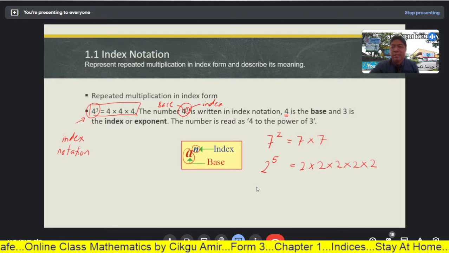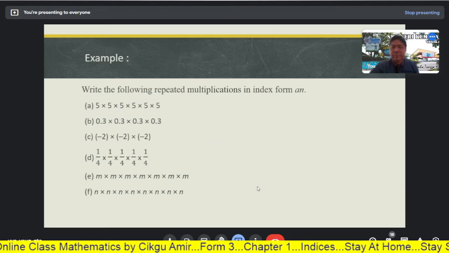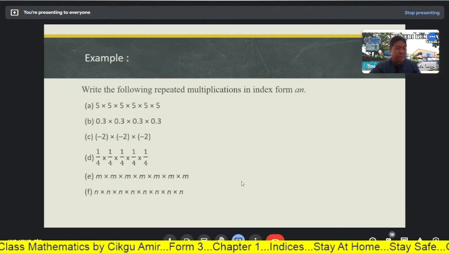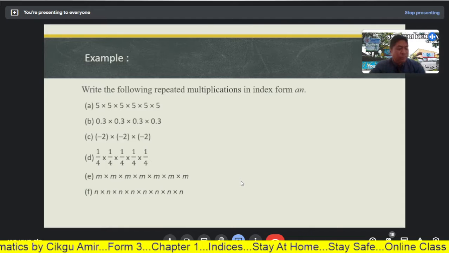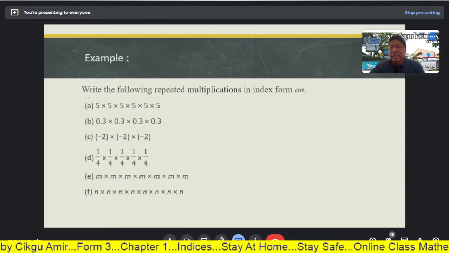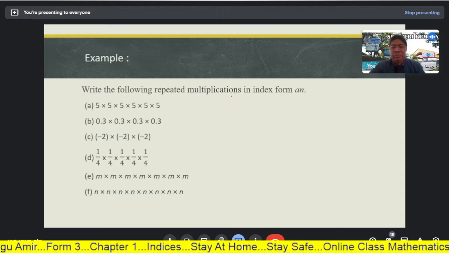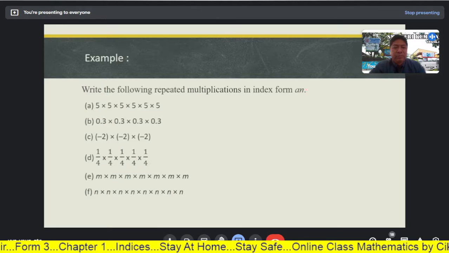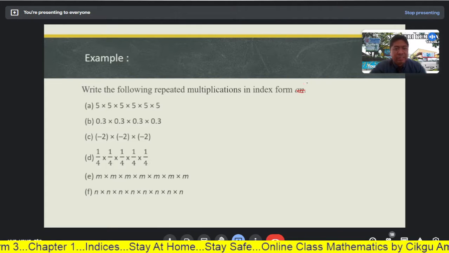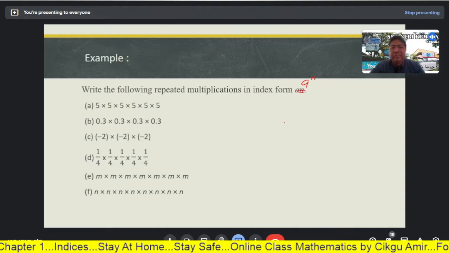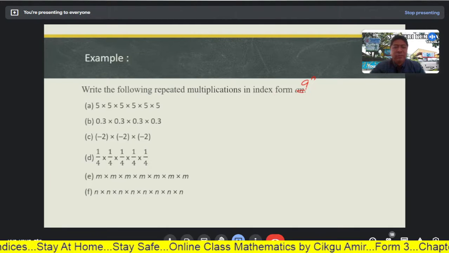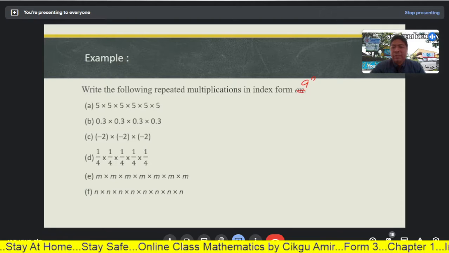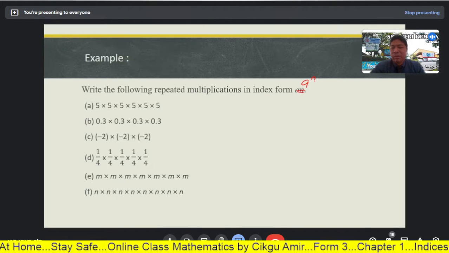The next one, we just skip to the example. Write the following repeated multiplication in index form, a to the power of n.